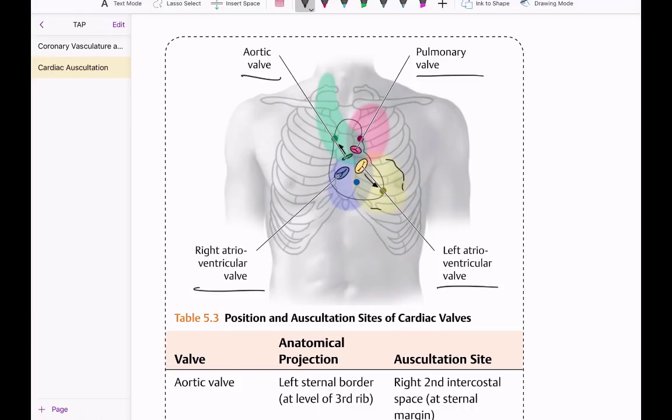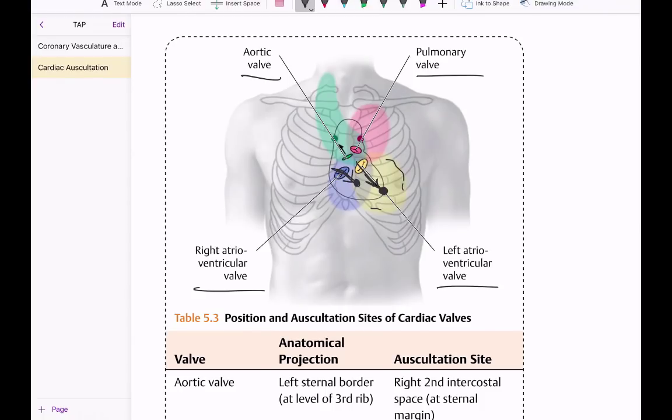Okay, so if we want to listen to the mitral valve, we're going to place the bell of our stethoscope at about the fifth intercostal space on the left side, because blood is flowing from that valve towards us in that direction. Likewise, if we want to listen to the tricuspid valve, we're going to place the bell of the stethoscope about at the fifth intercostal space, but closer to the sternum because blood is flowing in this direction.